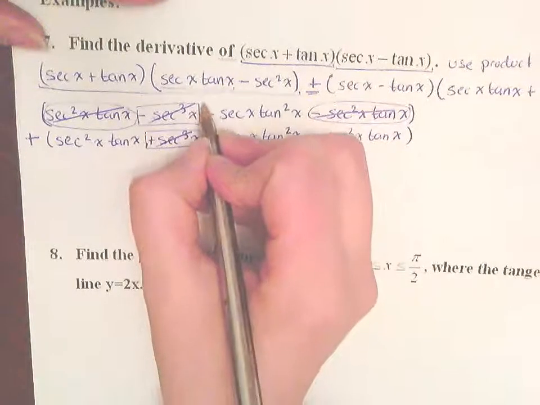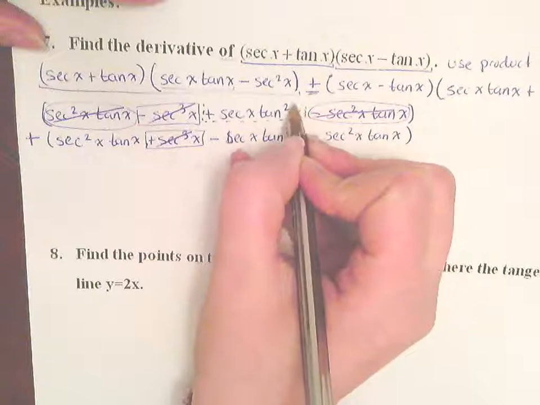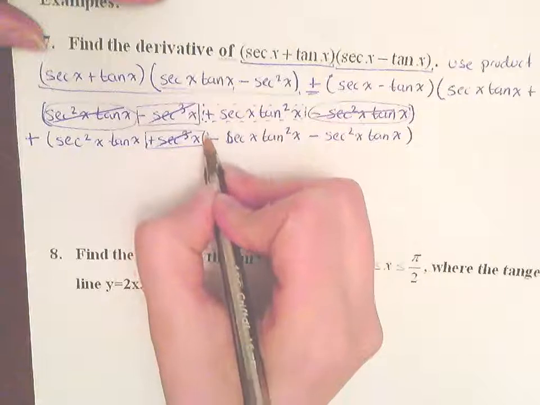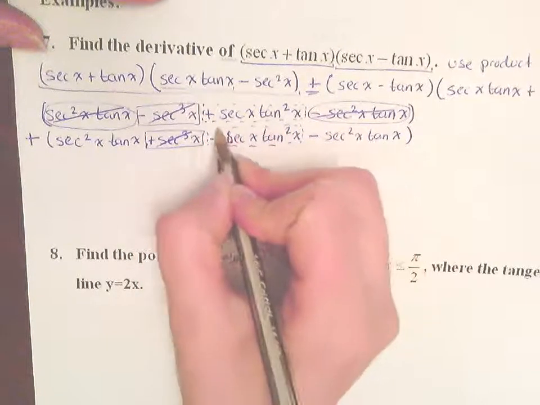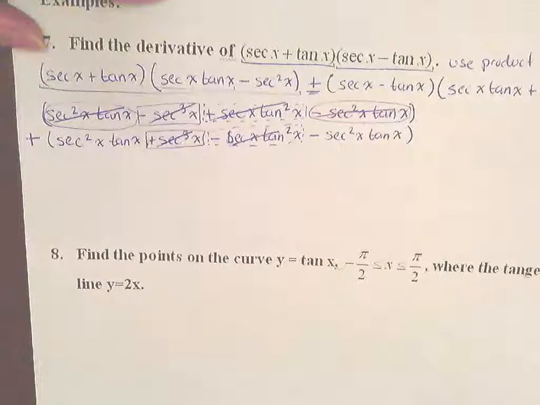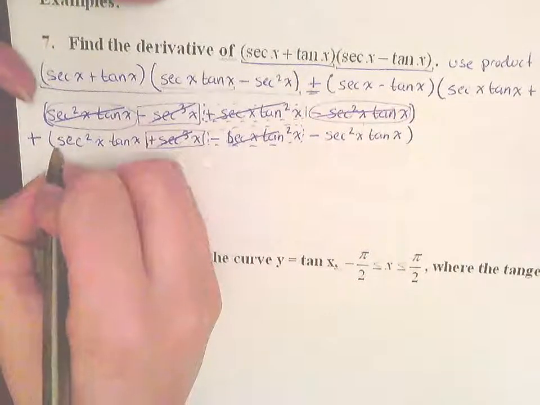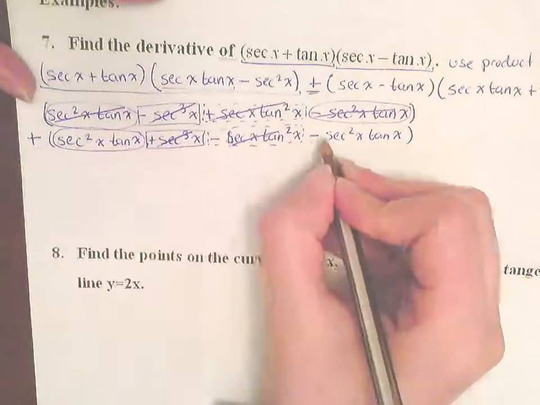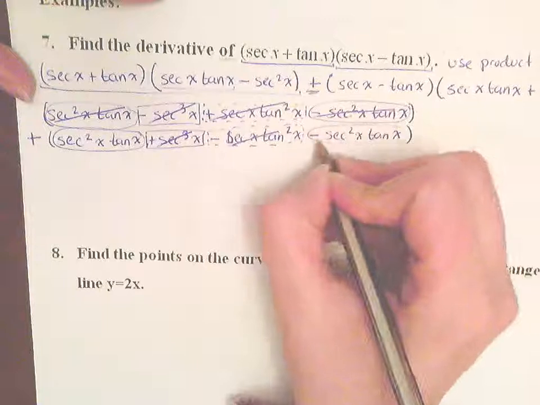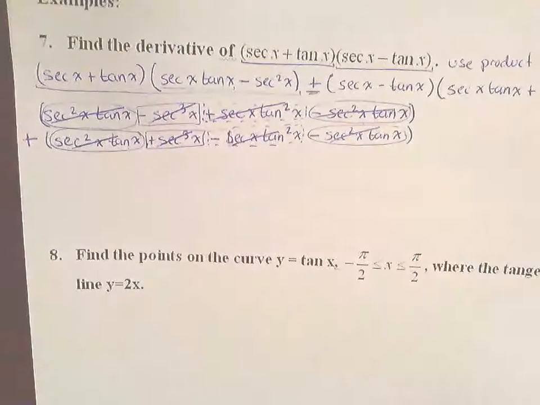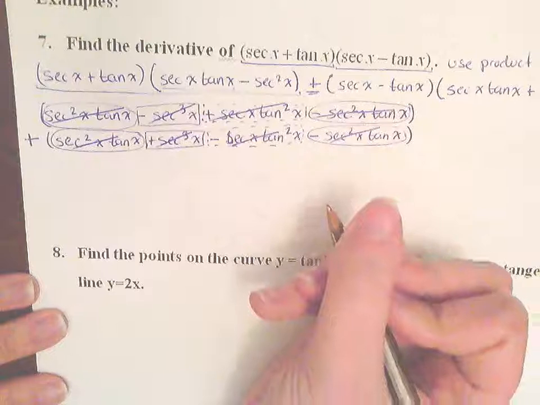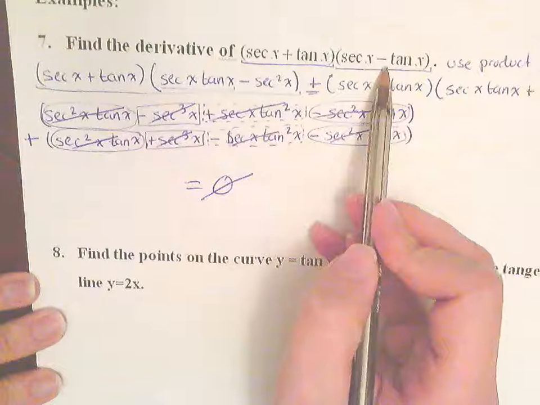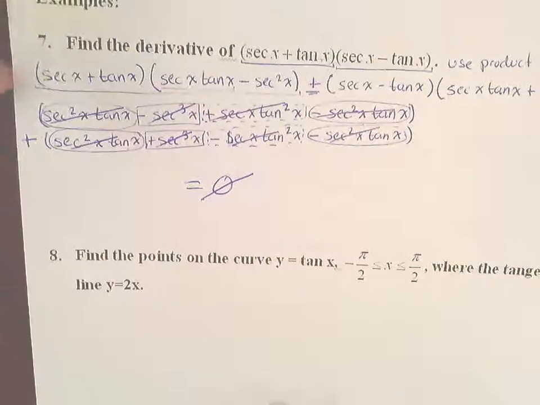The next term is the secant of x tangent squared of x, and there's one just like it right here, and you notice that it's subtracted. So what happens to it? It's also gone. The last term, secant squared of x tangent of x, that's positive, minus secant squared of x tangent of x, and that's gone. So guess what the derivative equals? What's left over? 0. So the derivative of this is 0. Pretty easy.